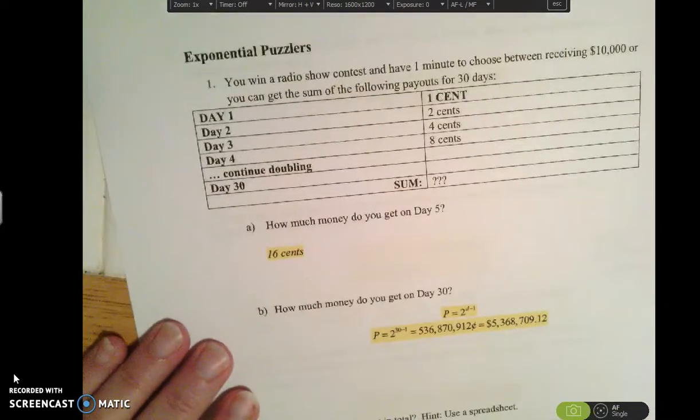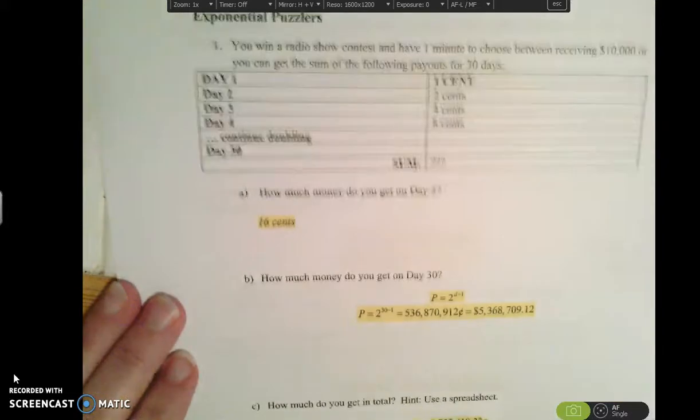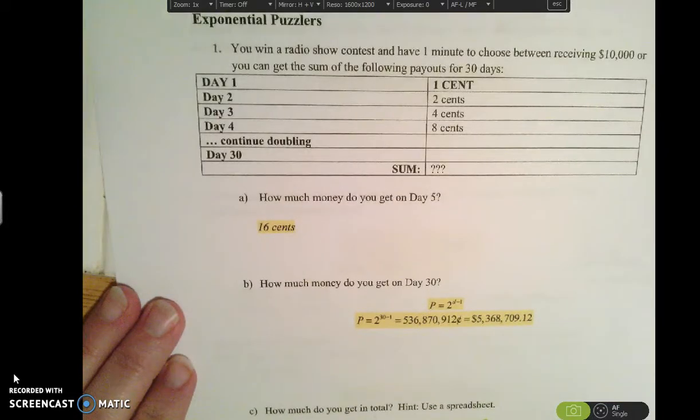Here's another example. It's called an exponential puzzler. I think we'll stop here, and I'll do another video for that one. So this stopped on page 72.